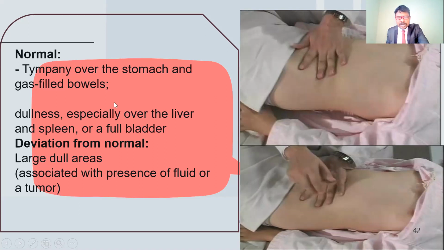We can find dullness in the abdomen especially over organs such as the liver and spleen, and if the bladder is distended, full of urine. In those conditions we can find dullness, and this is normal. How do we differentiate the abnormal? Normally large dull areas are found over the spleen, the liver, and the bladder. But if other places have dull areas, with the presence of fluid or a tumor, then the dullness could be because of fluid accumulation or because of a tumor. So we have to know the causative factors.